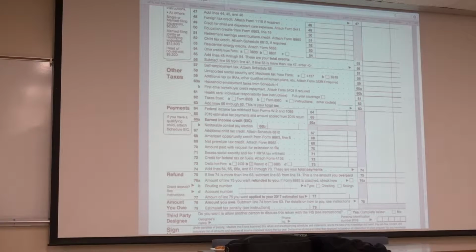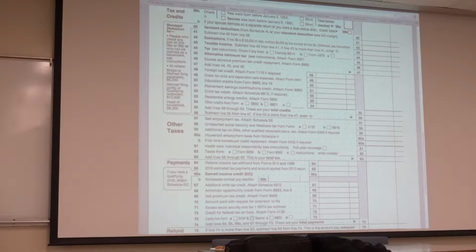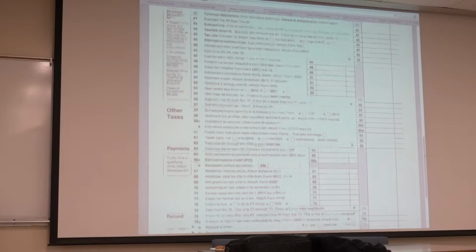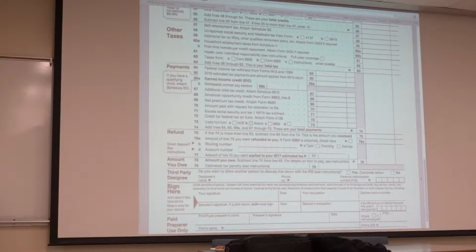Okay. So after you get all of those tax credits that reduce your tax liability, we have additional taxes that would be added on. So if they had self-employment tax, additional tax on retirement plans. Have you seen a lot of that, Carla?